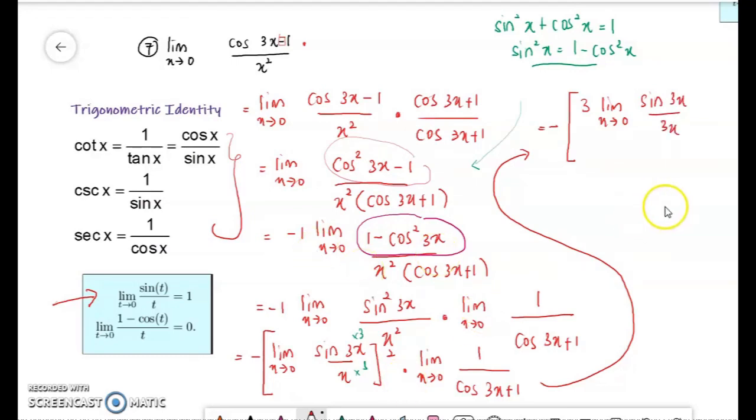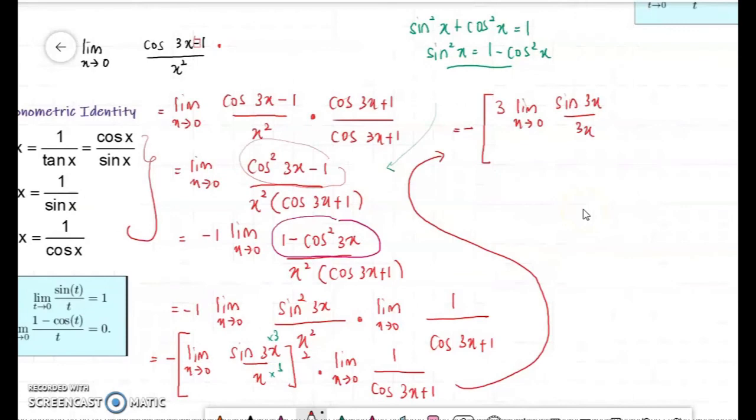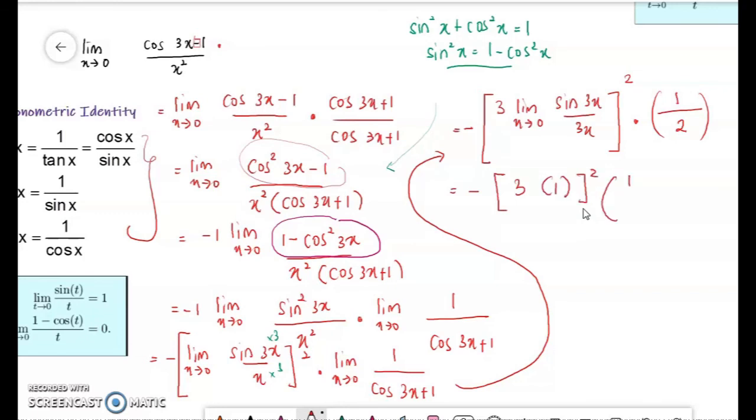So this one is settled, times 1 over cos 3x plus 1, which is 1 over 1 plus 1, equal to 1 over 2. So this part is settled. Now you have negative, and don't forget the square, so you have 3 times 1, squared, times 1 over 2. So you get your answer negative 9 over 2, because of 3 squared. This is your final answer.